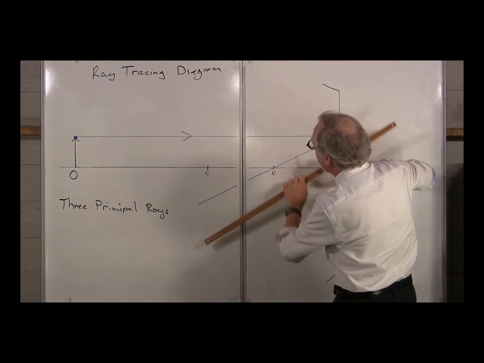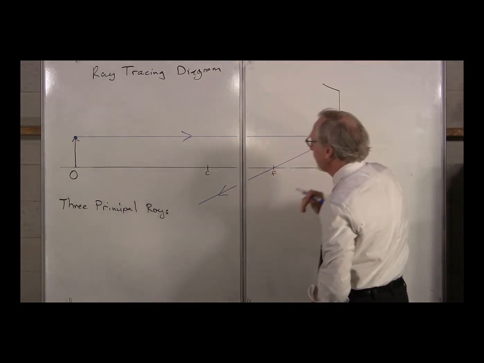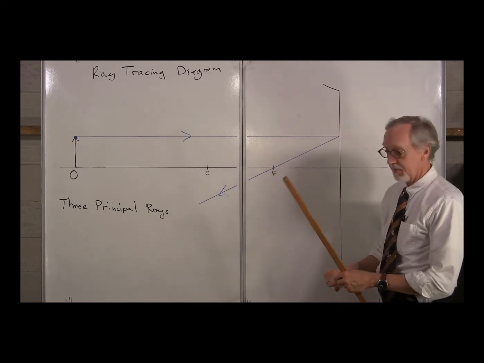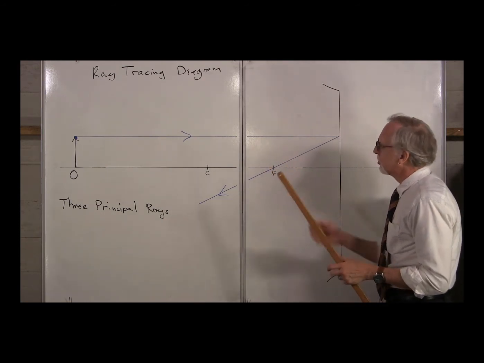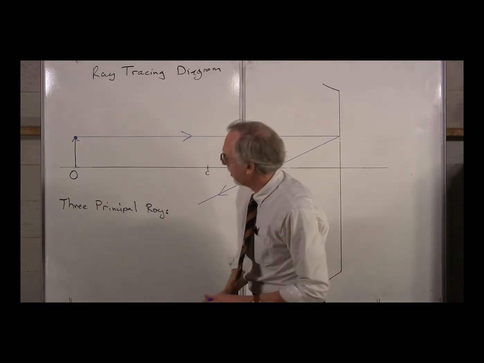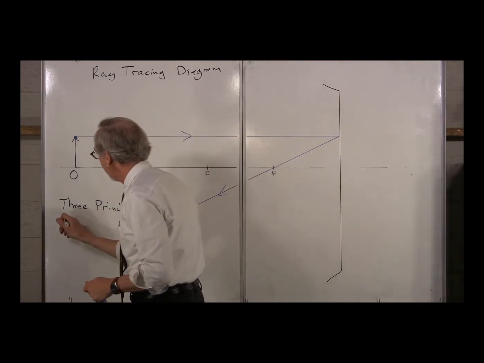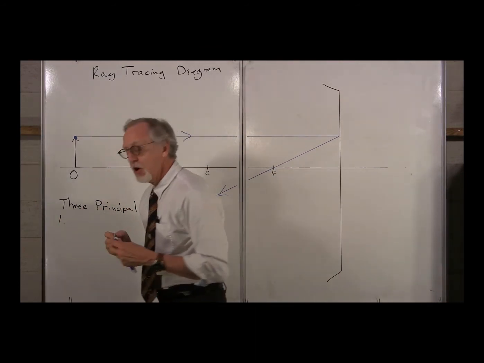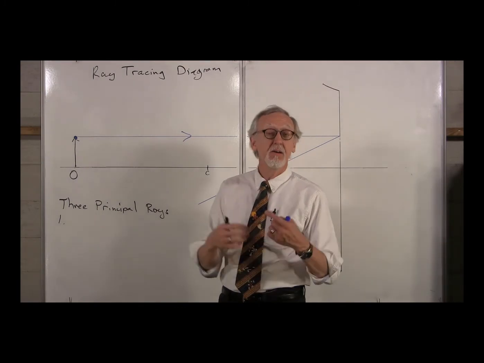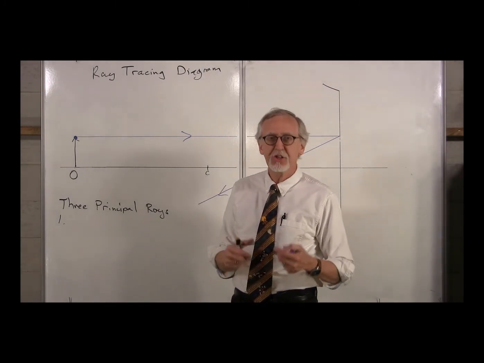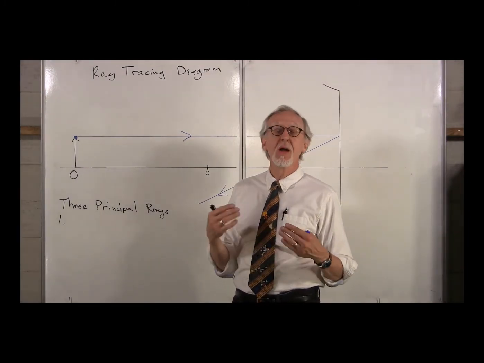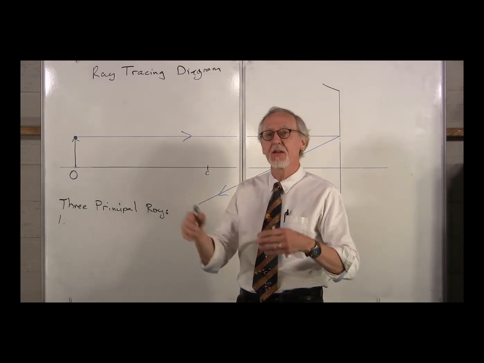There we go. And again, I'll put an arrowhead to indicate that it's going off down that way. Let's describe this ray here, our first principal ray. I'm going to do this in a little shorthand notation, just to help us remember how this ray goes in and how it comes out.